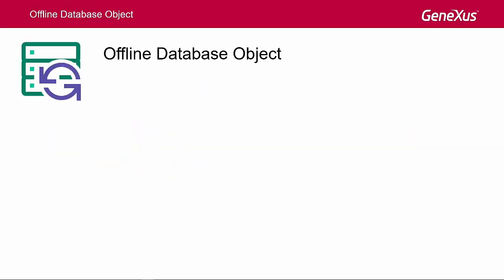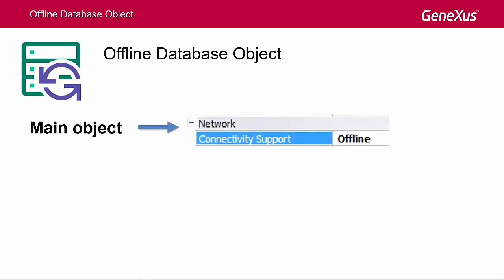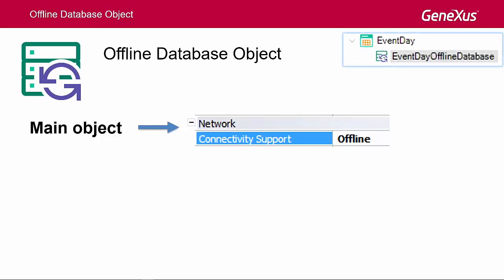For every main object that has the connectivity support property set to offline, an object called offline database is created. It's created the first time this main object is built after changing the connectivity support property to offline. At the same time, the programs to create the local database are created in the device's native language. This object is responsible for determining when the synchronization is run, which tables will be created in the local database, and which data is sent to them when they are synchronized with the server tables.